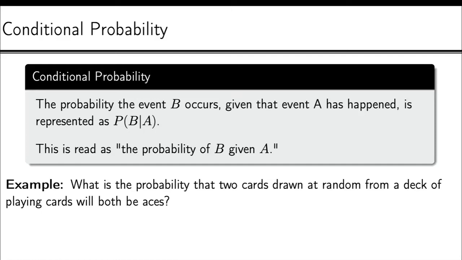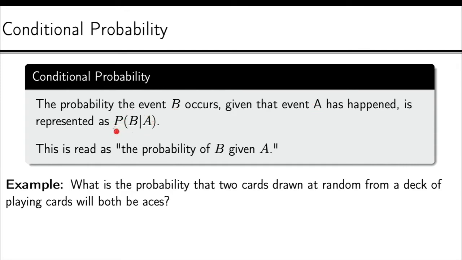Now let's talk about conditional probability. Conditional probability is something that we need to use when we have events that are not independent. So knowing that one event has occurred will change the probability of another event. So first, let's talk a little bit about notation. The probability of the event B occurring, given that the event A has happened, is written like this.